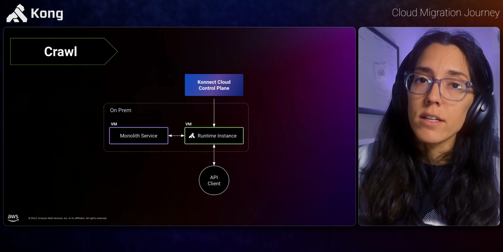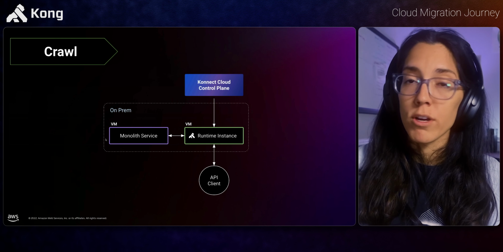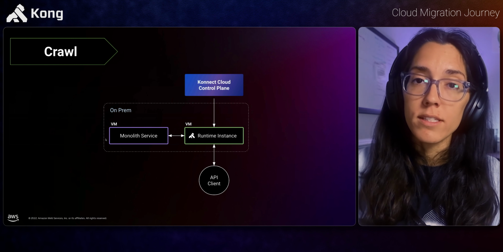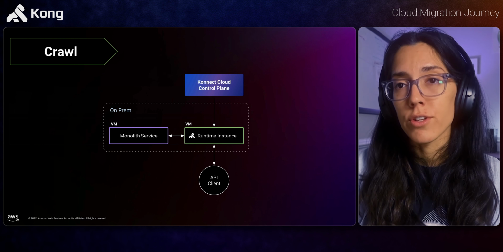So in the crawl phase, we just introduced Konnect to our simulated on-premise environment, close to where a monolith application is running. Once that gateway was deployed, we then went into Konnect and configured it to expose that monolith application.